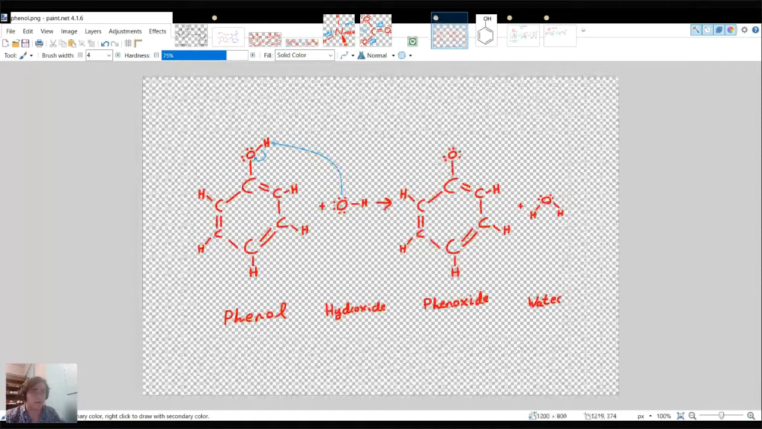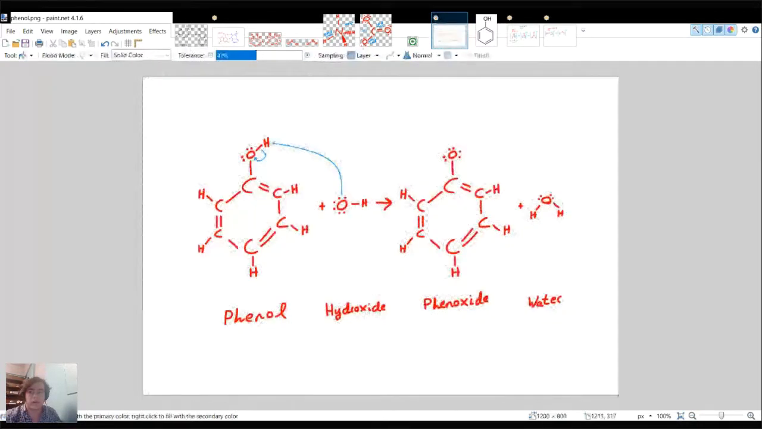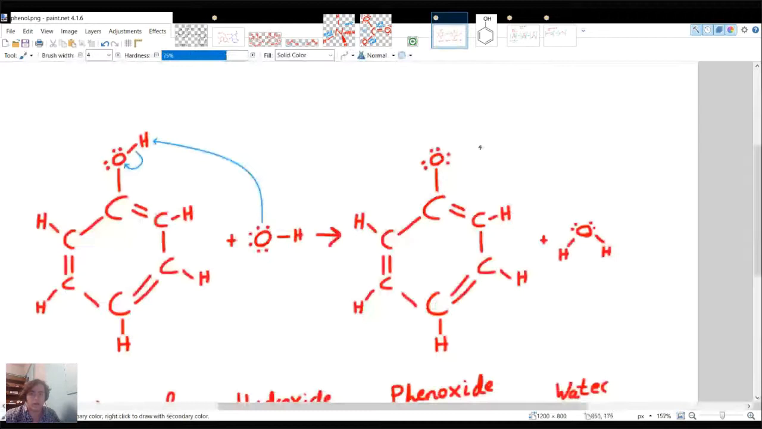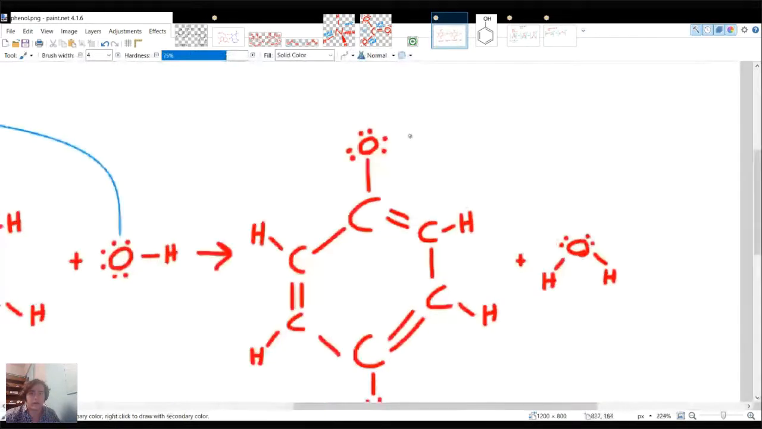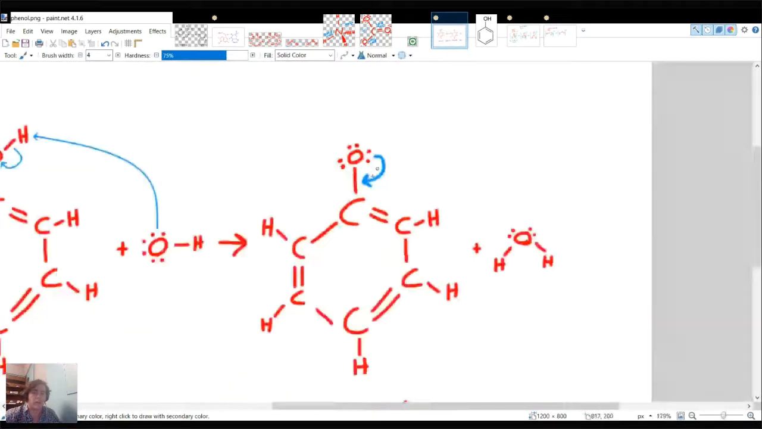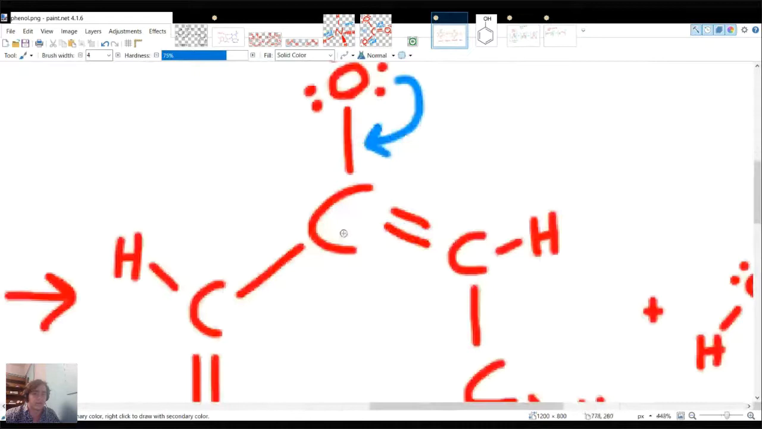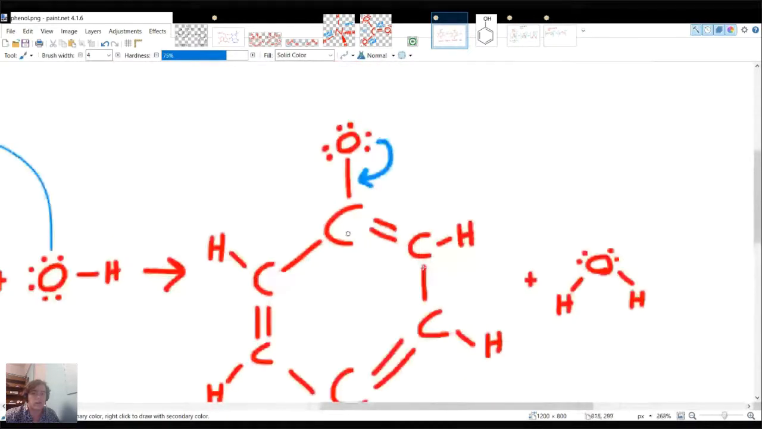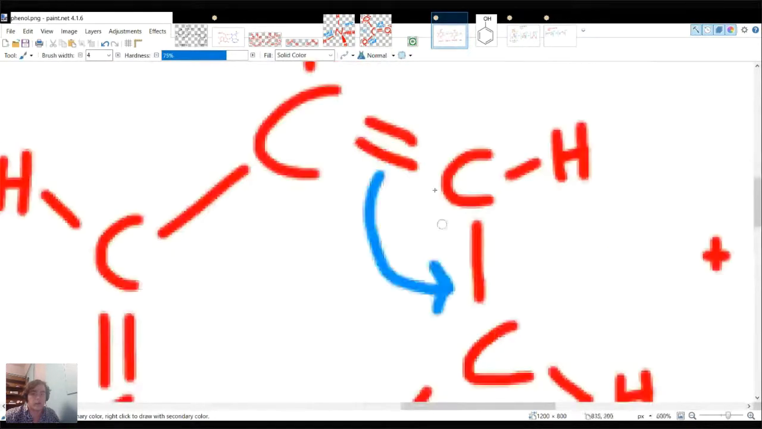That's a great idea. Okay, so when we talk about the resonance in this phenoxide, I'm not going to draw the resonance structures. I'll just draw the different steps. So what starts the resonance is the lone pair moves down here and creates a double bond with that carbon. But now this carbon has 5 bonds, and that's no good. So now the double bond moves down here.